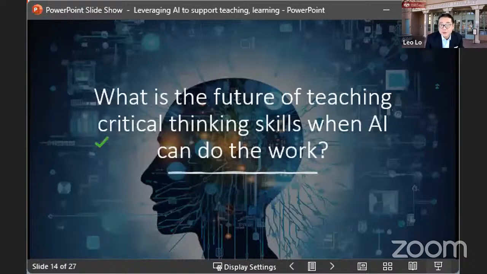So even though we're still trying to figure out what specific skills people will need, I think critical thinking skills are the ones that people are most concerned about. So what is the future of teaching critical thinking skills when AI can do the work? At this point, let's circle back to prompt engineering. Many new users of ChatGPT sometimes say, "Oh, the output is not very good. The responses are kind of generic, low quality, or they don't provide what they need."